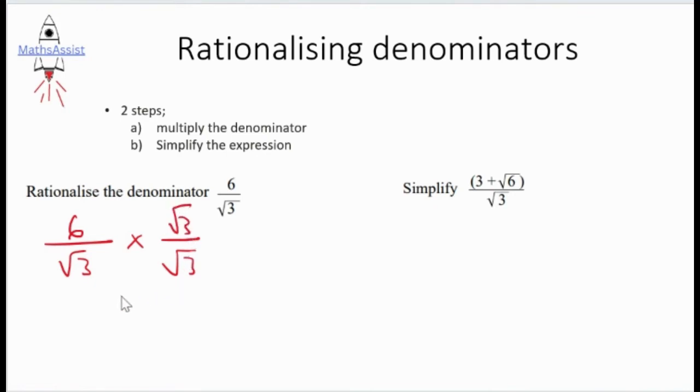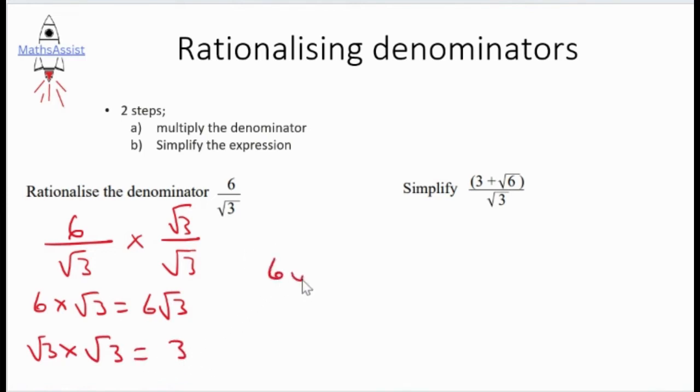So, we multiply 6 with root 3. This gives us 6 root 3. And the bottom will be 3. So, 6 root 3 over 3. This can be simplified to 2 root 3, as 6 divided by 3 is 2.